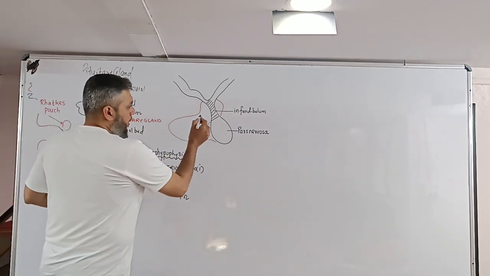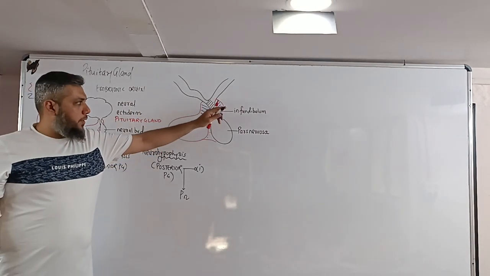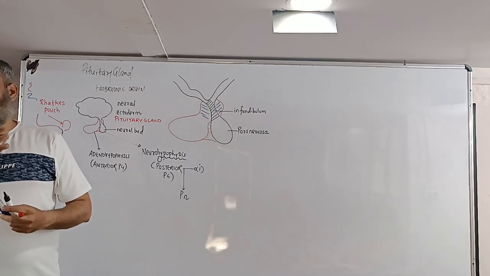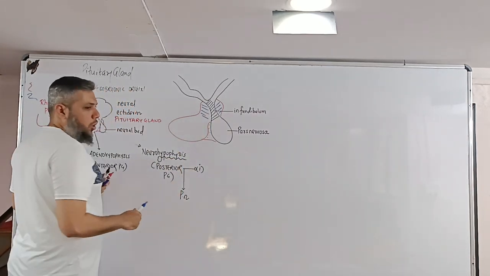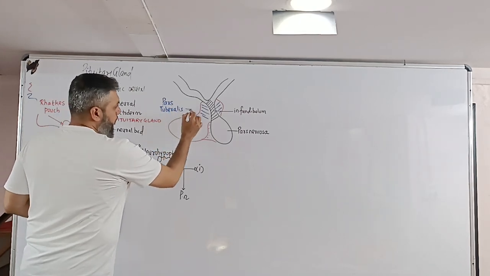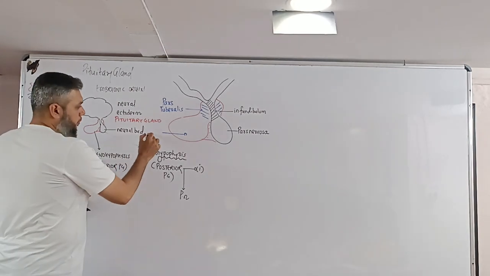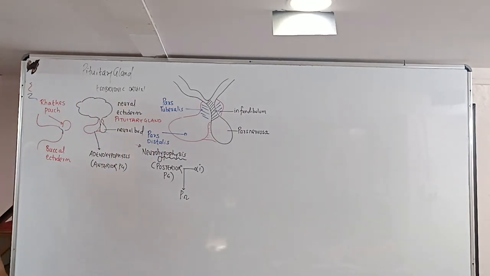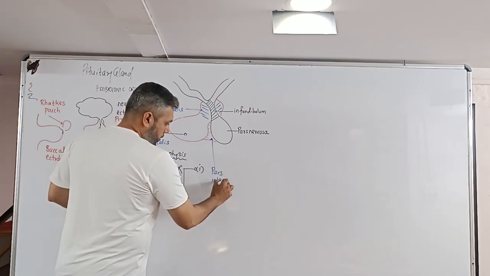See the part that I am marking in blue now. Can I say this part of the anterior pituitary is around the infundibulum? It is around the infundibulum, like a collar around the neck. If your neck is the infundibulum, your collar is around your neck. That region of the anterior pituitary is called pars tuberalis. And the largest part of the anterior pituitary is called pars distalis. And the third part is called pars intermedia.